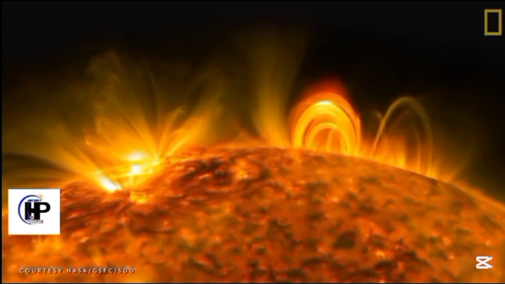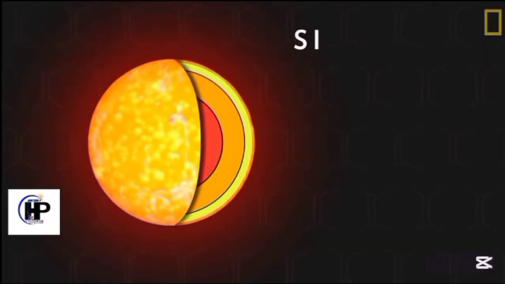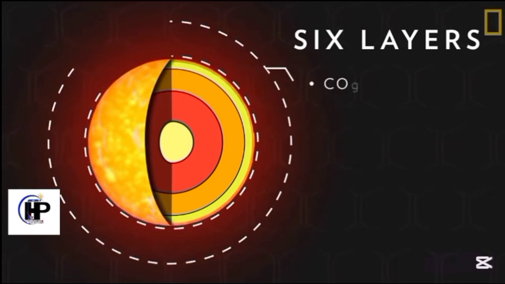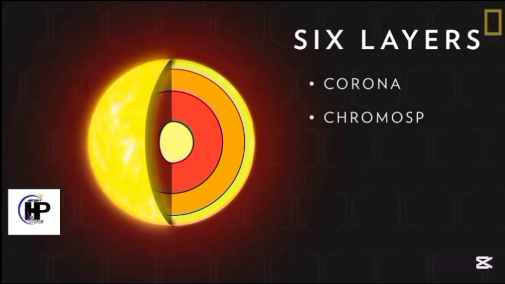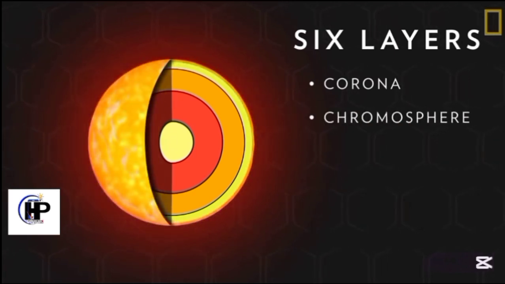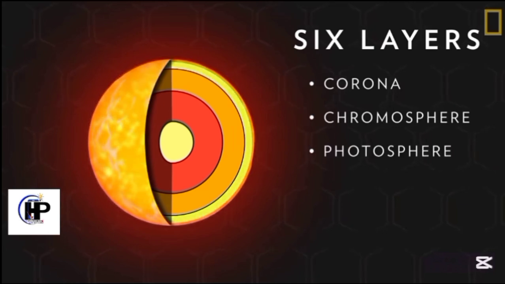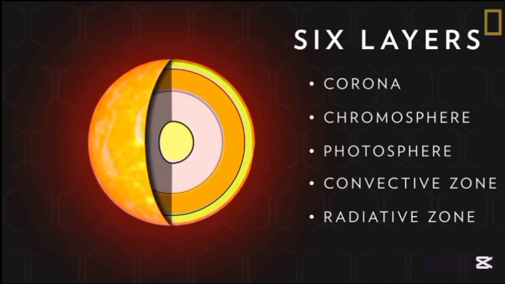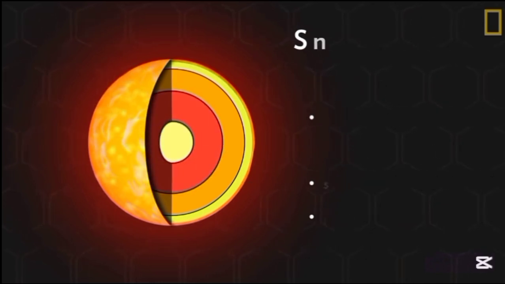Yes, let me open the sun for you such that we learn some things. I've opened the sun. It has 6 layers. Let us try to look at these layers. It has a corona layer, a chromosphere layer, and a photosphere layer. It also has a convective zone, a radiative zone, not forgetting the core.